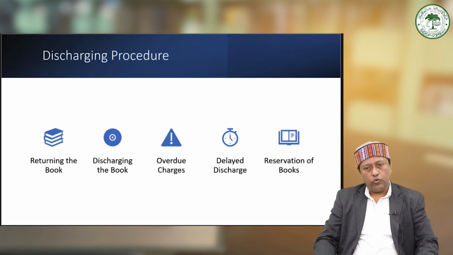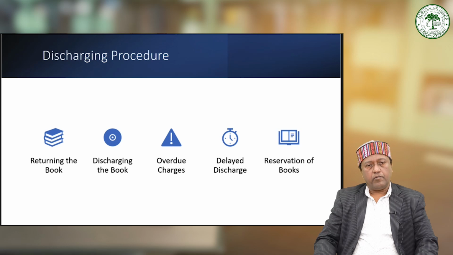And if the book is returned after the due date, it is overdue. The counter assistant calculates the overdue charges and collects the overdue charge from the reader before returning the reader's ticket. The overdue charge is either put into a conscience box or a cash receipt is issued to the reader in lieu of the delay. So this is the case.